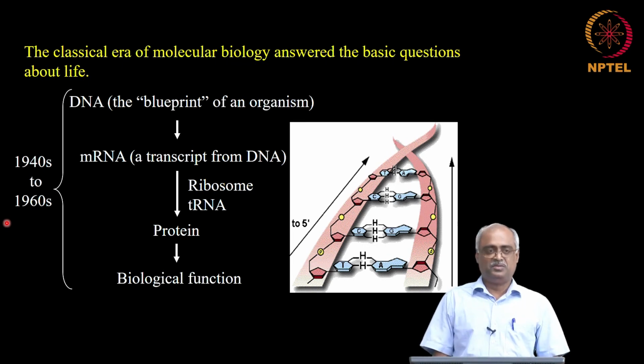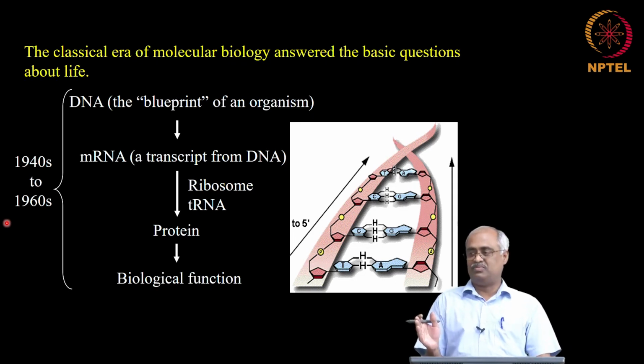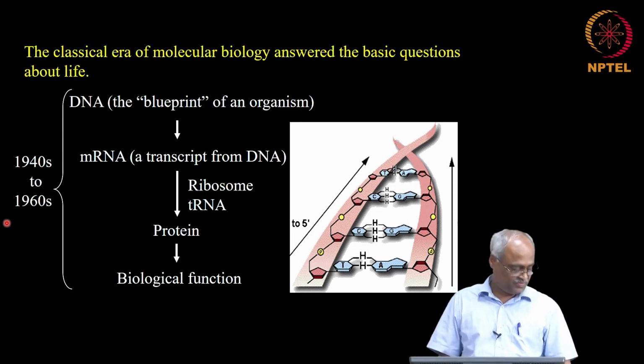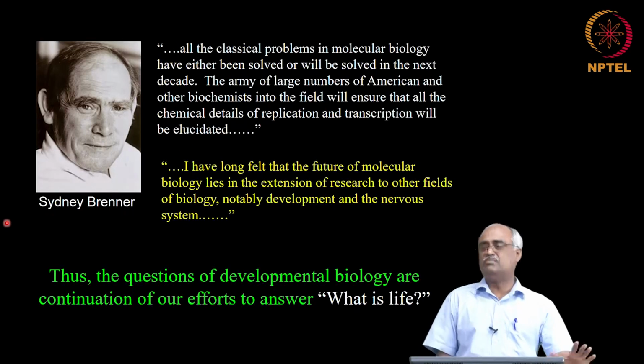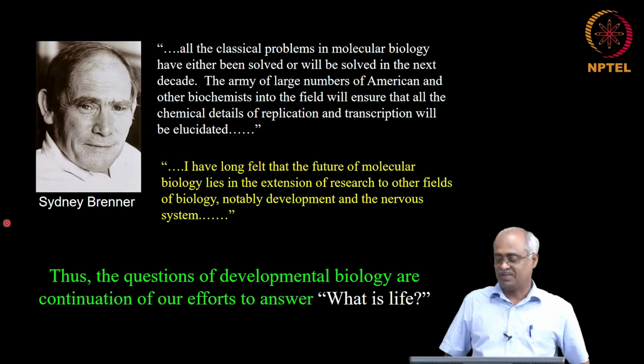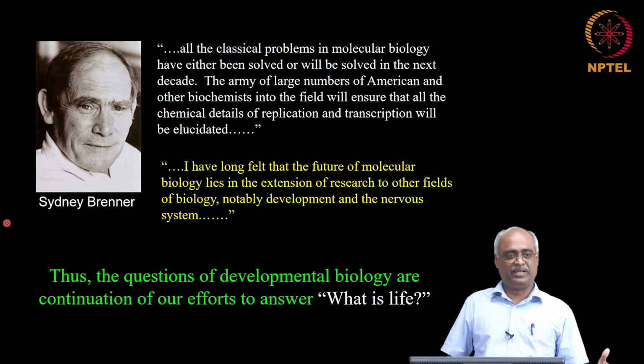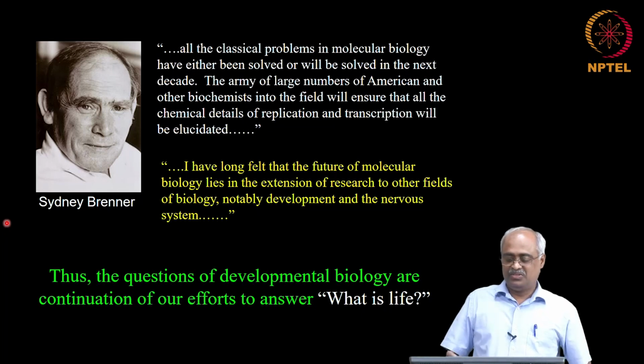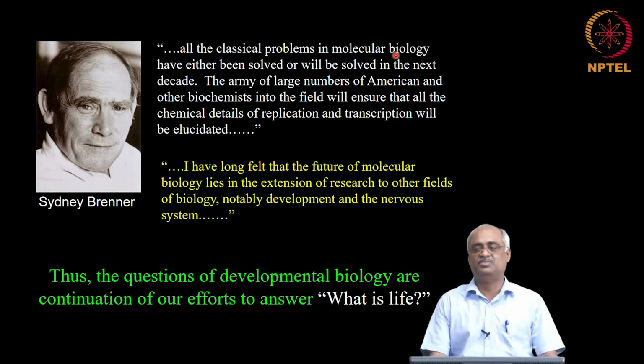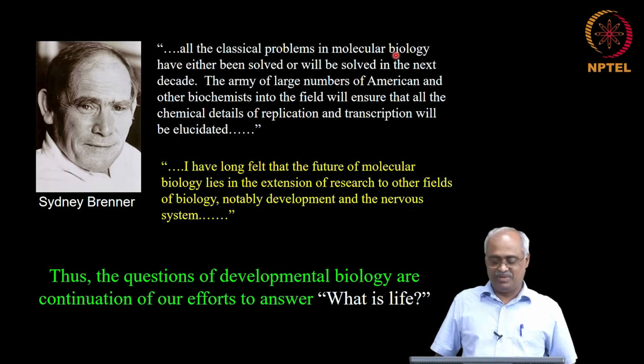Once this is done, to address the question, what is life, what is left after this? That is where one of the main players during the classical era, Sidney Brenner, in a letter to the MRC chairman, the Medical Research Council chairman, proposed what to do now. Okay, we have solved DNA to protein, the genetic code, translation, tRNA, ribosome, all of those are figured out. So then he came up with this; read this patiently: all the classical problems in molecular biology have either been solved or will be solved in the next decade. This is in the 1960s, 63 I believe.